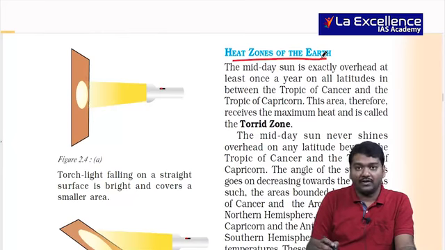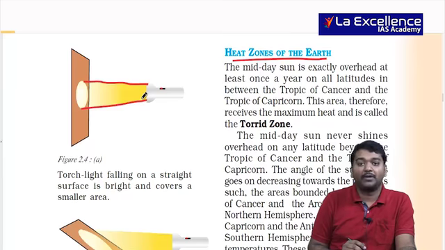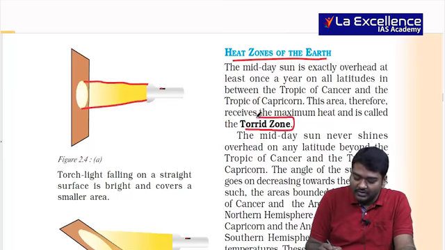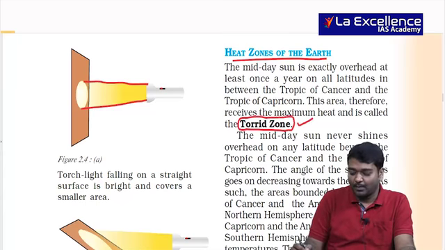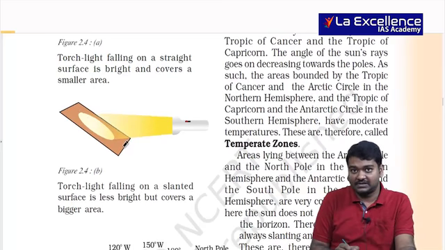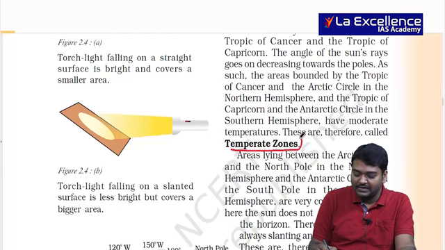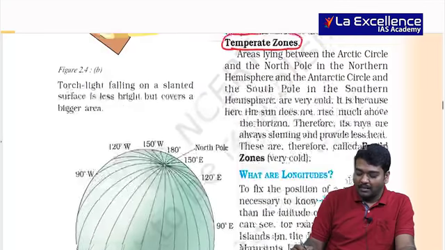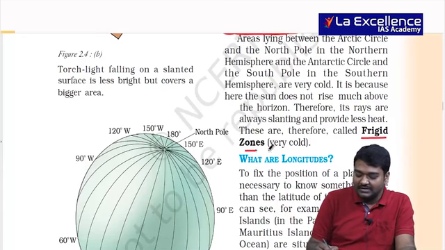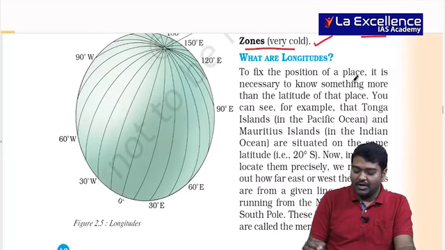Heat zones of the earth, when we divide, you know that wherever the sun's rays are vertical, usually it will be hotter, between 23.5 north and south. We call it the torrid zone, right? Very, very important. Then between 23.5 and 66.5, the sun's rays are not vertical but slant, and we call it the temperate zone. Above and below 66.5, that is the Arctic Circle and Antarctic Circle, we usually receive less heat, and the zone is called the frigid zone.